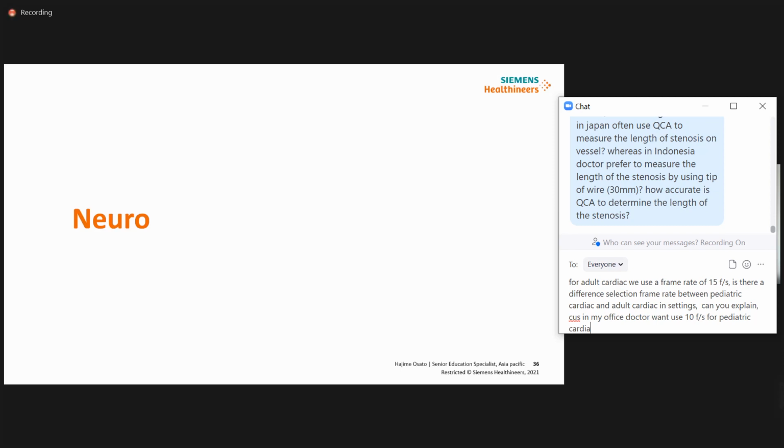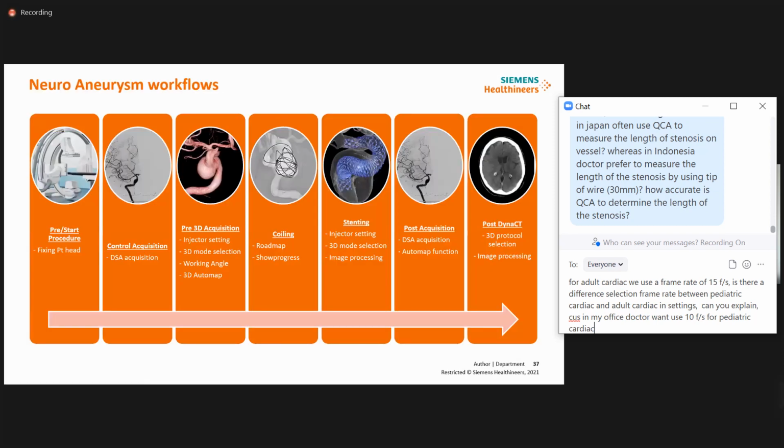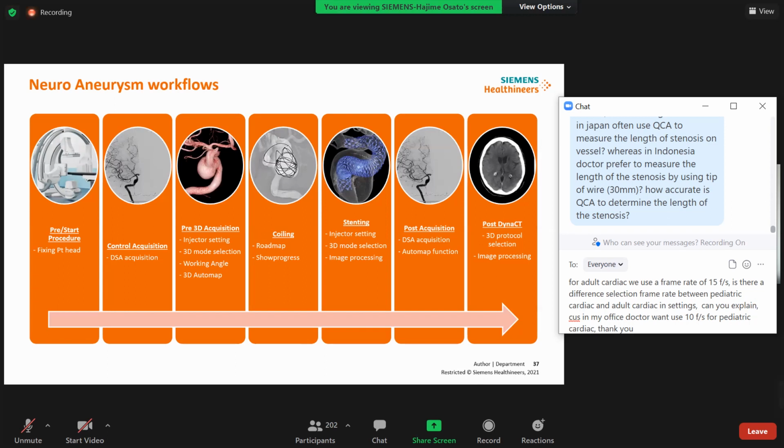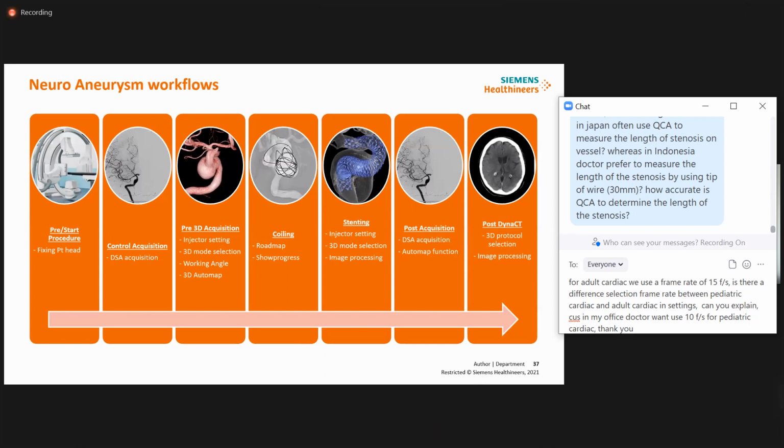All right, so next, let's go to the neuro. Today I introduce the neuro aneurysm coiling workflow. We have several steps for treatment. Okay, let's get started, step by step.